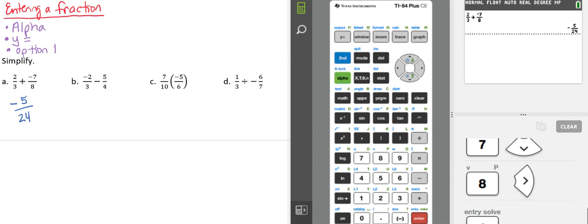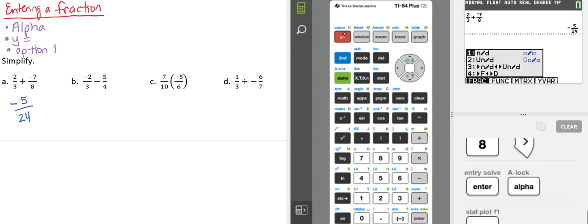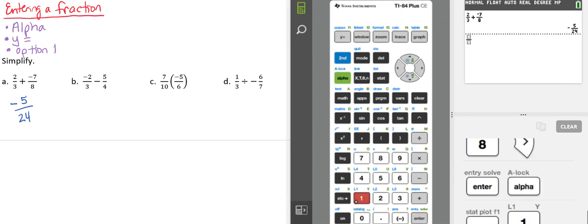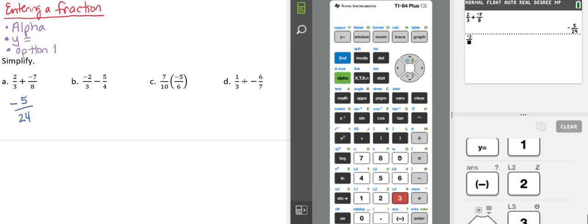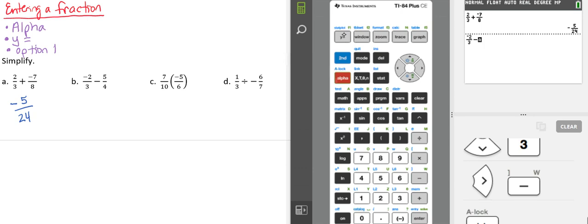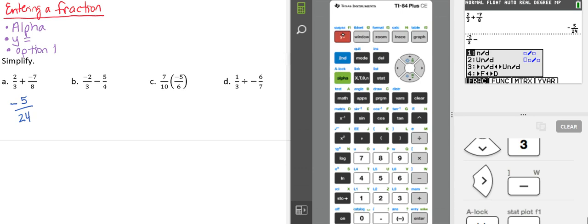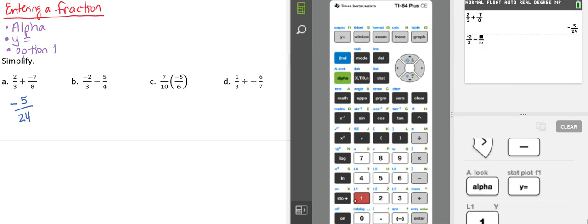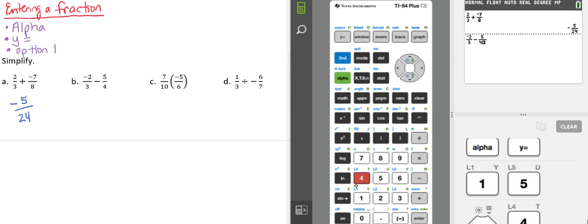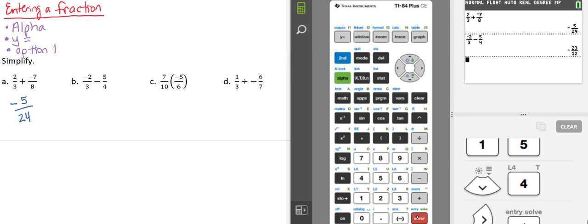Let's try problem B. Here we have -2/3 minus 5/4. Let's go ahead and enter that in. So alpha y equals option number 1, -2/3 minus alpha y equals option number 1, 5/4. Then hit enter, and here we have an answer of -23/12. And what's great is the calculator will always give you the simplified answer.